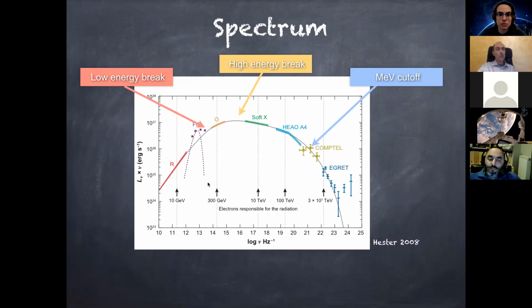And usually when you accelerate particles in a canonical system like a supernova shock, the efficiency is quite small. It's 10%, 20%, which means that 90% of your particles end up in a Maxwellian sum. You see absolutely no such thing in PWN, which means a very efficient acceleration mechanism.